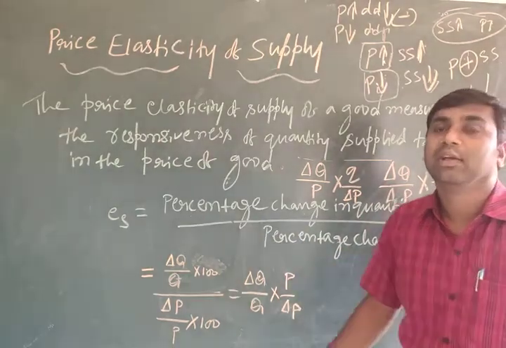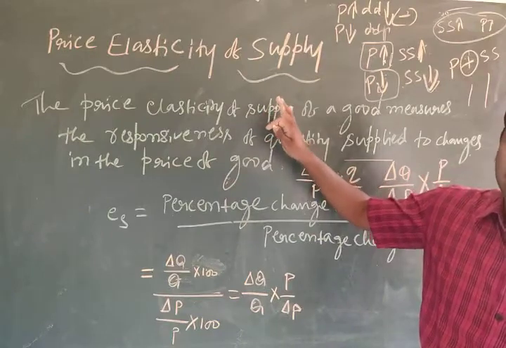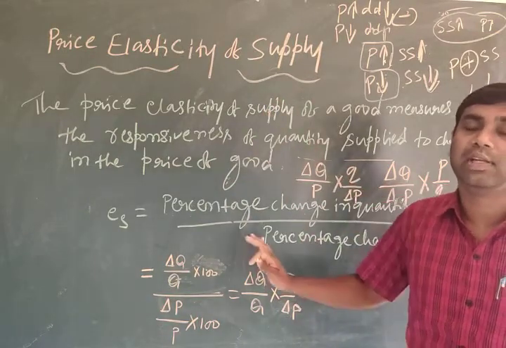It will come for 2 marks. Give the meaning of price elasticity of supply with the help of the formula. This will come for 2 marks.